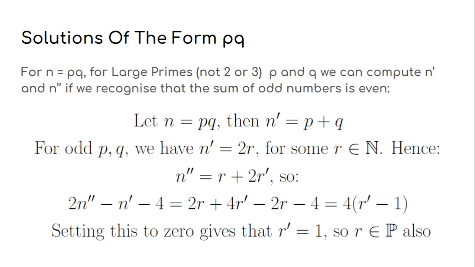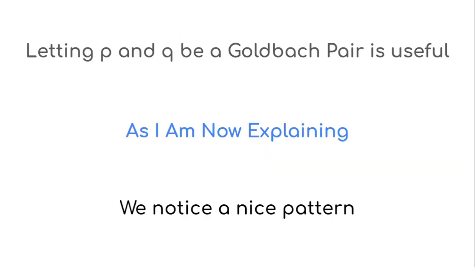Now this still isn't great because we have a loose r prime in our equation, but maybe substitution will tell us more about r. After rearranging, we get that r prime must equal 1, and this means that r must be prime. Now, if we let p and q be a Goldbach pair, so q is p plus 2k for some k in the natural numbers, we must have that r is p plus k, and this gives that k must be even, since an odd number plus an odd number is even, and our large primes are odd.